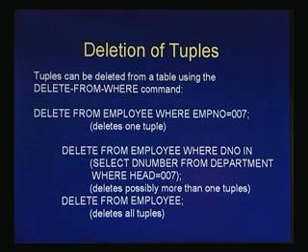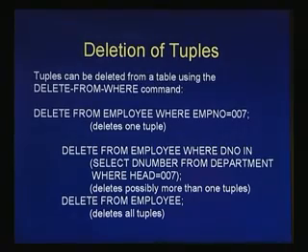Deletion of tuples. How do we delete tuples from a table? Deletion of tuples is very similar to the select statement and has the same structure, which is of the form delete from where. It says delete from employee where some condition, that is employee number equal to 007, the first one, which just deletes one tuple. Note that employee number is the primary key, therefore it is unique, and therefore it just deletes one tuple.